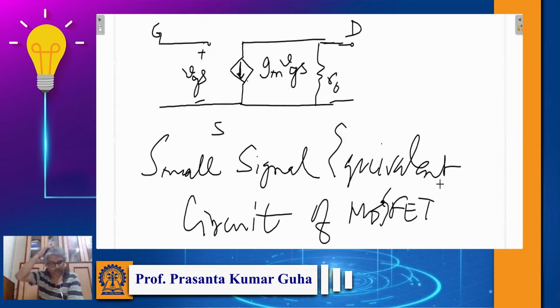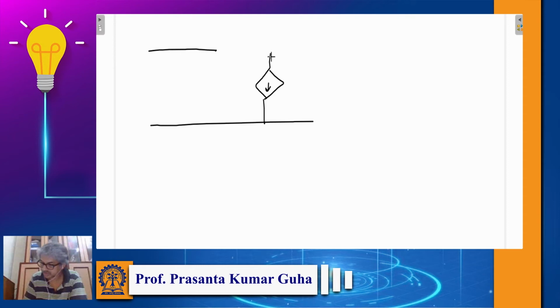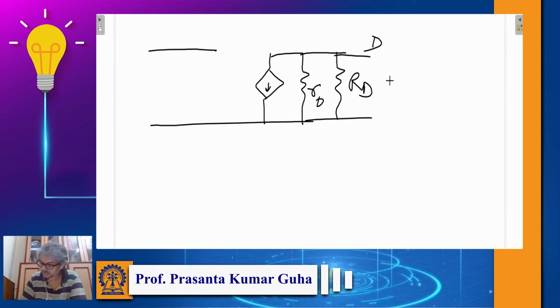Now what happens when we actually use the MOSFET in a circuit? Let's try to draw a circuit which only contains RD. In that case, the small signal model will change a bit, because we have to consider R naught as well as RD. So this will be your drain, this will be your source, and this will be your gate. This is your VGS and this is your VDS, or you can write V out.